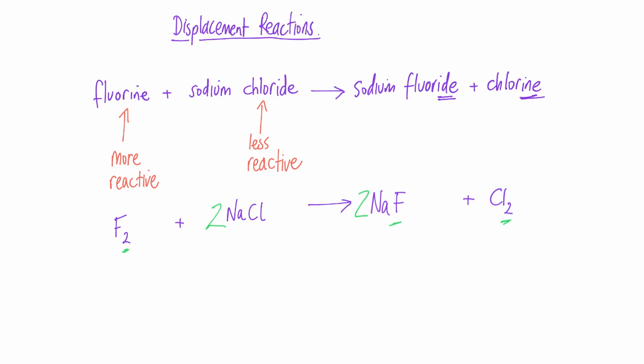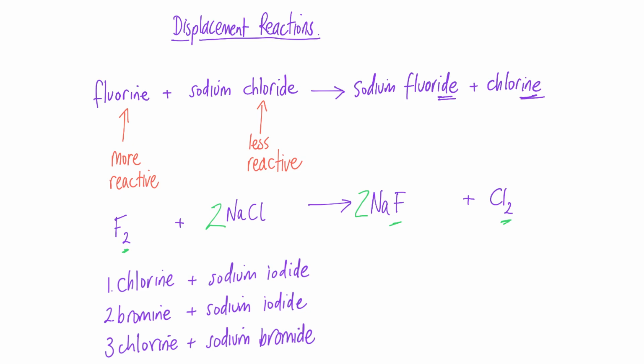So I want you to have a go at writing these displacement reactions for these 3 different equations here. We did 3 different reactions: chlorine and sodium iodide, bromine and sodium iodide, and chlorine and sodium bromide. So have a go at writing the displacement reaction word equation and also the balanced symbol equation. Don't forget, all of the halogens are diatomic, so they always go around in pairs.